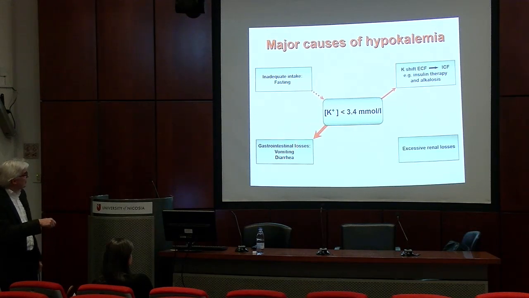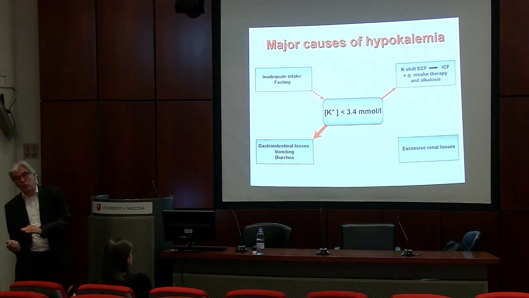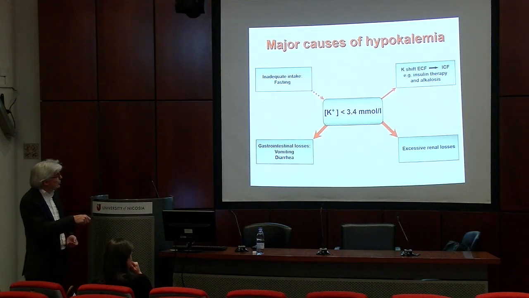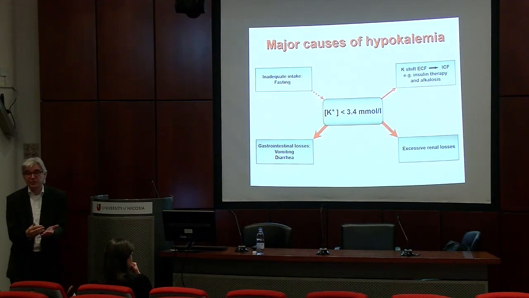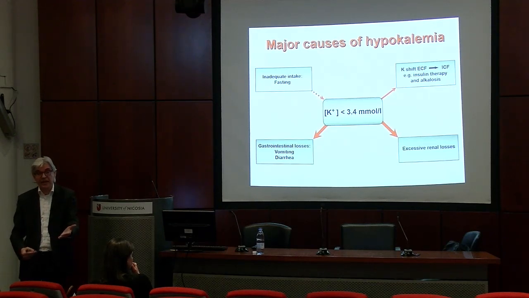A very important reason is also loss of potassium. Loss in the gastrointestinal tract by vomiting and/or diarrhea. And it may be due to excessive loss of potassium with the urine. There's always a lot of potassium in the urine, but when there is excessive loss of potassium with the urine, it may also result in hypokalemia.